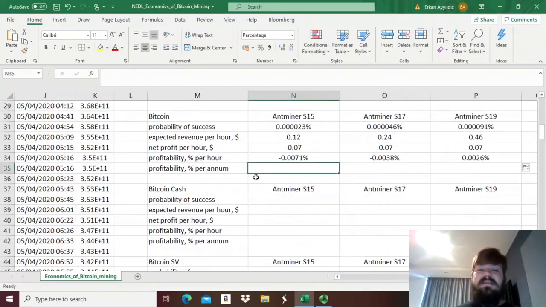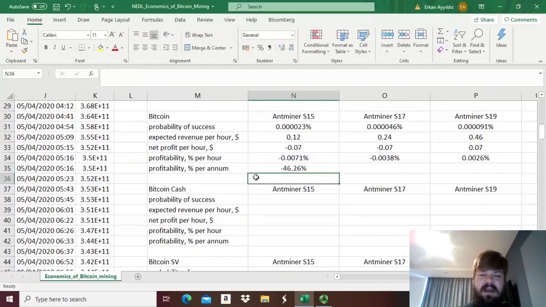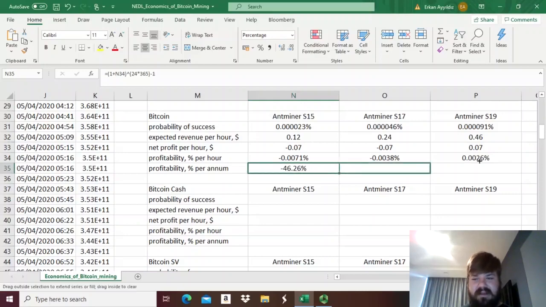And then we can just annualize this profitability by applying the geometric scaling. So 1 plus the profitability per hour, we need to raise it to the power of how many hours there are in a year. So there are 24 hours in a day and 365 days in a year. And then we subtract 1 and get a very unattractive, let me say like that, annual profitability of this outdated ASIC on the blockchain of Bitcoin.